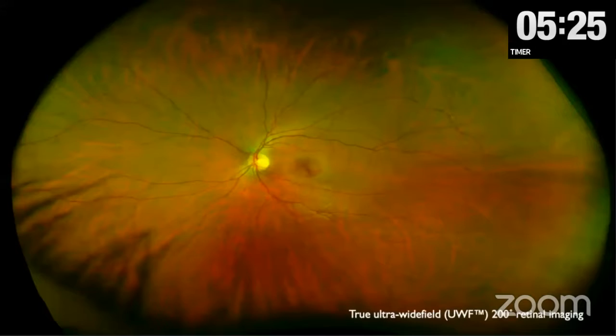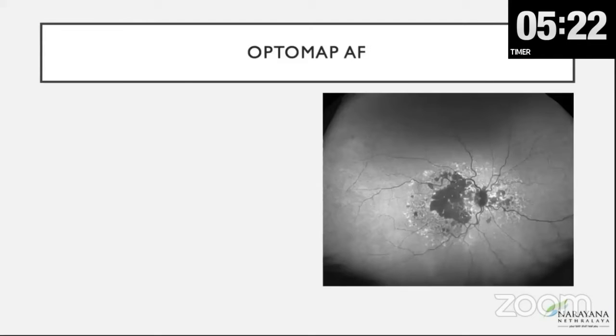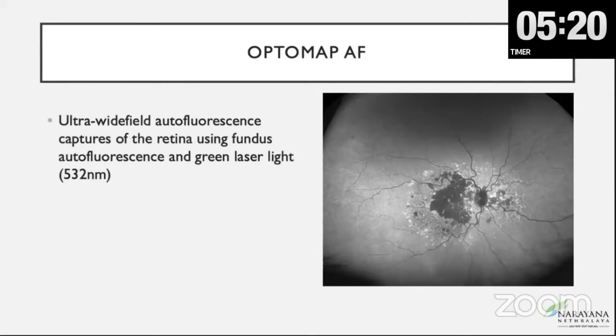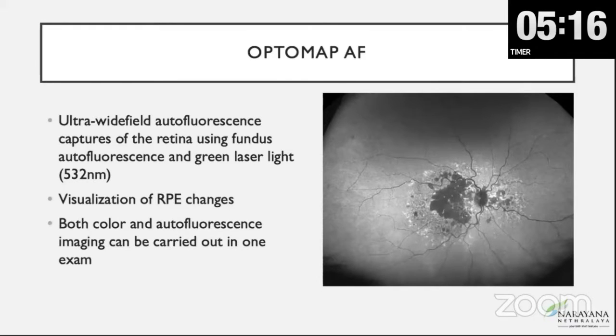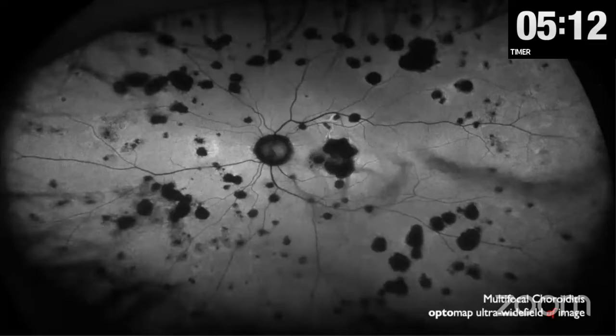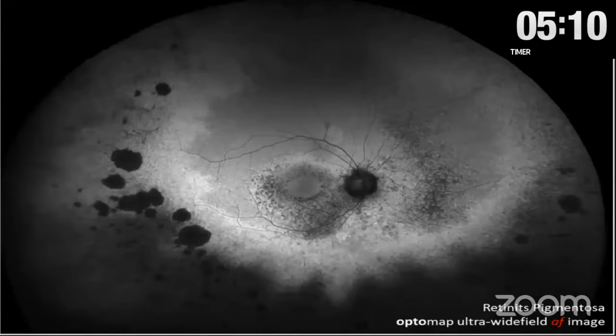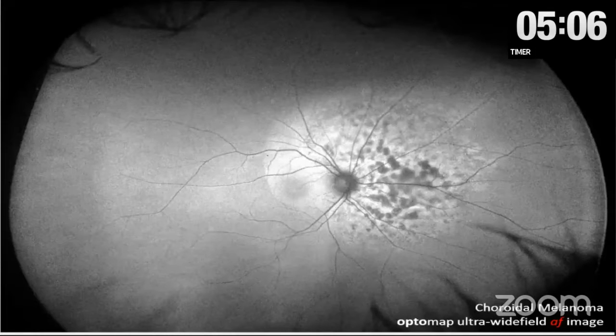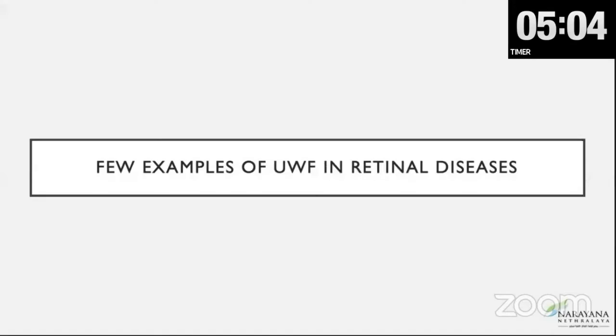So this is how an ultra wide field image looks. It also has FAF, where we can use fundus autofluorescence and green light laser, and visualization of the RP changes as well. These are some of the images that have been provided, and they are quite useful in day-to-day practice, especially when you're looking at the peripheral retina. This is a picture of a choroidal melanoma.